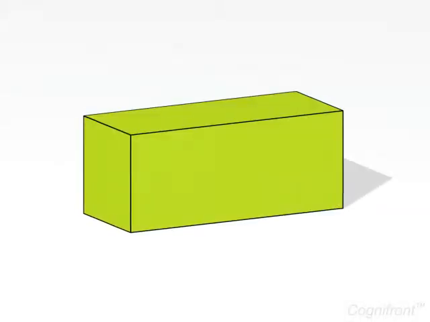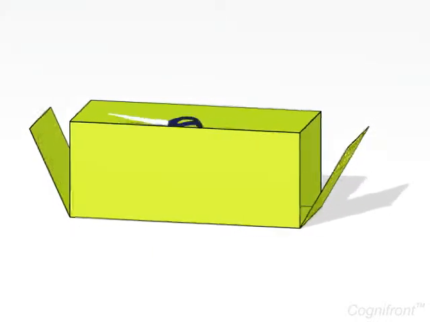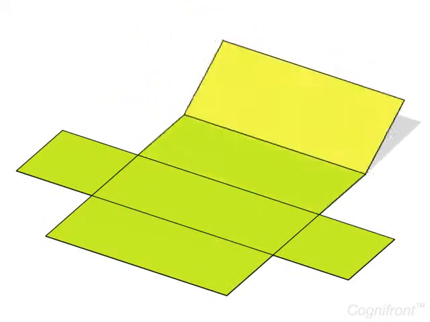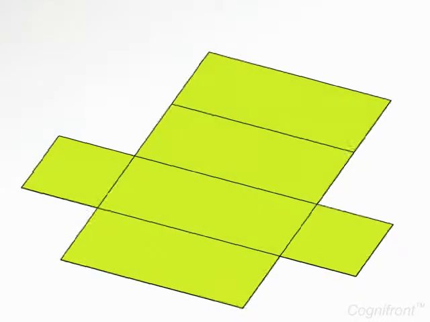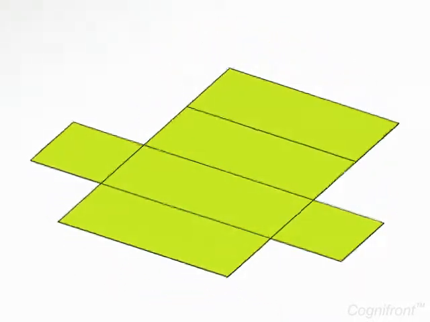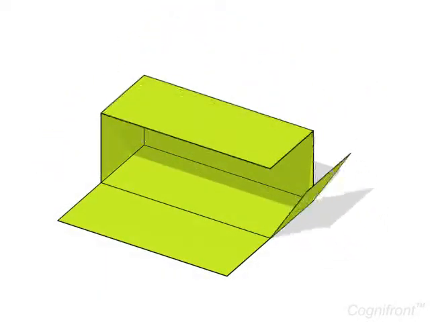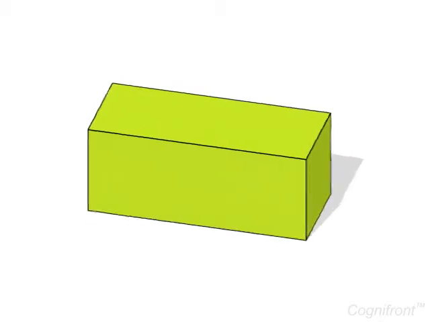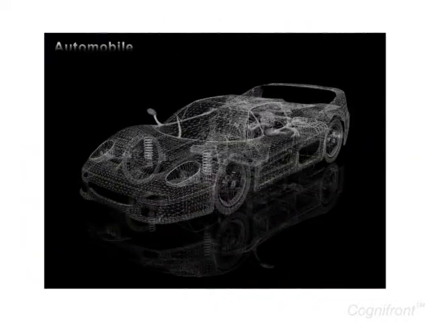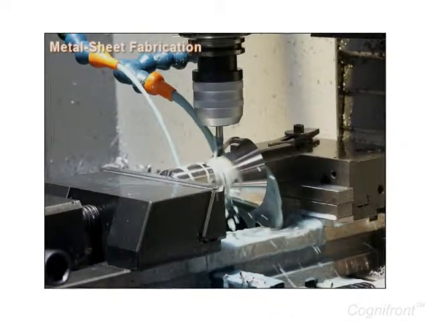Hi friends, today let's talk about development of surfaces. When the surfaces of a solid are laid out on a single plane, the figure obtained is known as its development. This development represents the actual shape of all participating surfaces in that object. The surfaces, when bent or folded at the edges, form the solid. The knowledge of development of surfaces is essential in many industries.